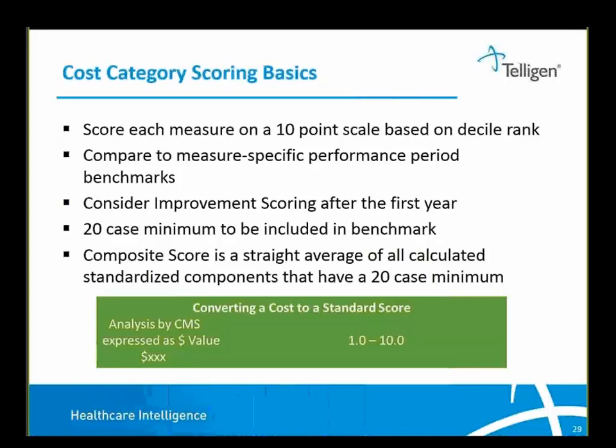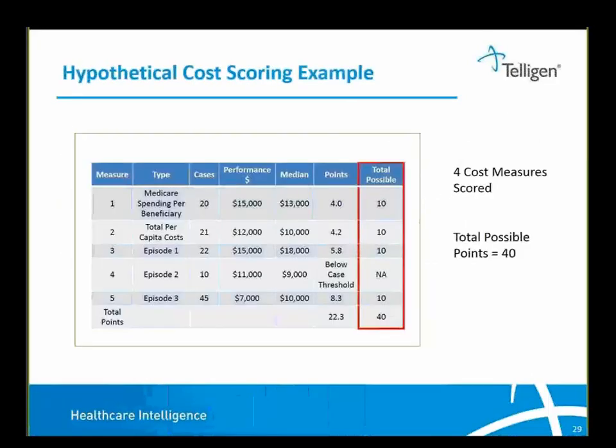All right, so moving on to the scoring basics. They're going to score each measure on a 10-point scale based on decile rank, very similar to some of our other categories. It's not a comparison to the average. It's a ranking against your peers. So someone's going to be lowest, someone's going to be highest, and the median is going to be half of the people above the median and half below the median. The benchmarks are going to be measure specific that Medicare will calculate from claims. They won't be published in advance because they'll determine them in the year that it's applicable for measuring that.